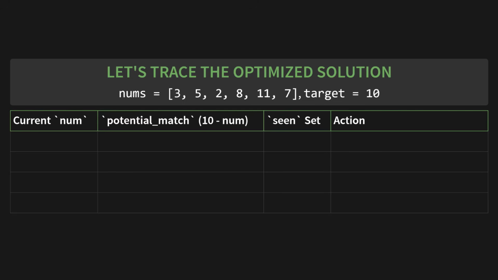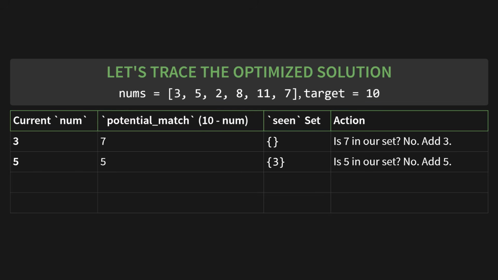Our numbers are 3, 5, 2, 8, 11, 7, and the target is 10. First, the current number is 3. The potential match we're looking for is 10 minus 3, which is 7. Our seen set is currently empty. Is 7 in our set? No. So we add 3 to the set. Next up is 5. The potential match is 10 minus 5, which is 5. Our seen set now has a 3 in it. Is 5 in our set? Nope, so we add 5.